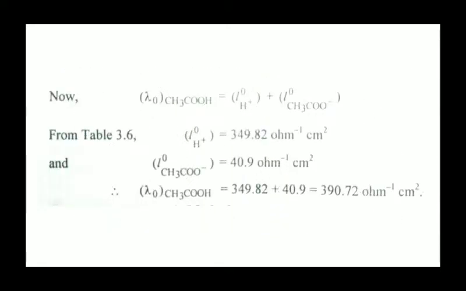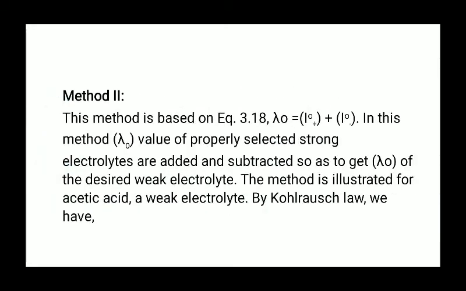Now, lambda 0 acetic acid is equal to λ0 H+ and λ0 CH3COO minus ion. From the table, the value of λ0 H+ is 349.82 per ohm centimeter square, whereas λ0 CH3COO minus, the acetate ion, is equal to 40.9 per ohm centimeter square. Therefore, lambda 0 of acetic acid, combining these two, comes out to be 390.72 per ohm centimeter square.